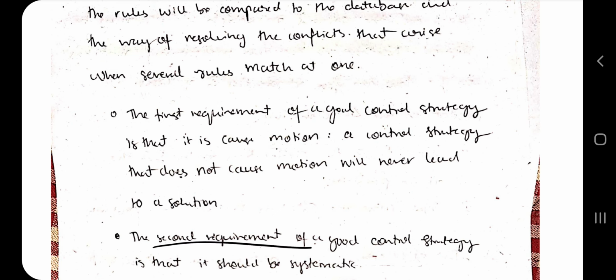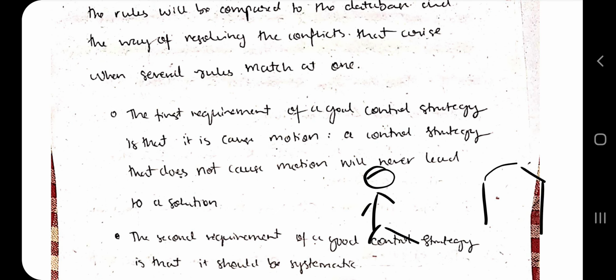Second is that it should be systematic. What does systematic mean? Suppose you're standing here. Let's take the same example. Your home is here. Now you went to a party, you came back, and you are drunk. You will move one step forward, then one step backward, one step forward, one step backward, and like that you keep on, and you'll be staying there itself till the morning. Fine, so that should not be done.